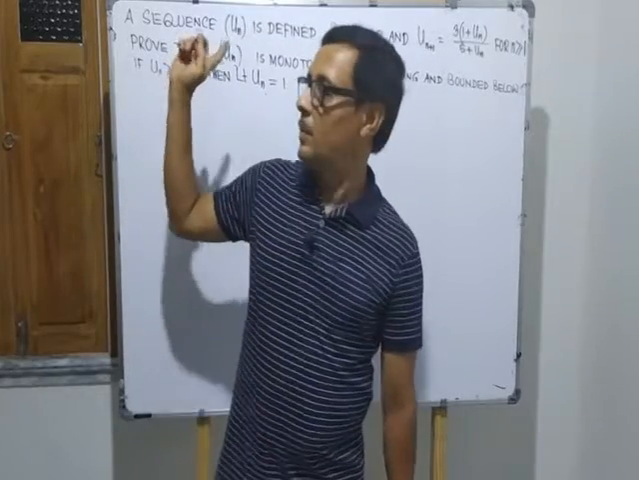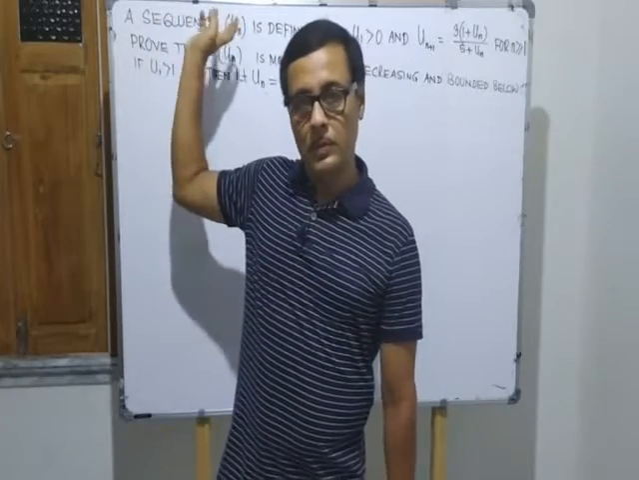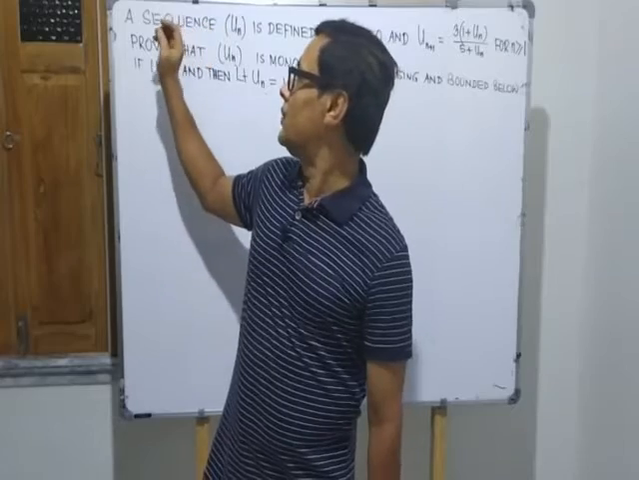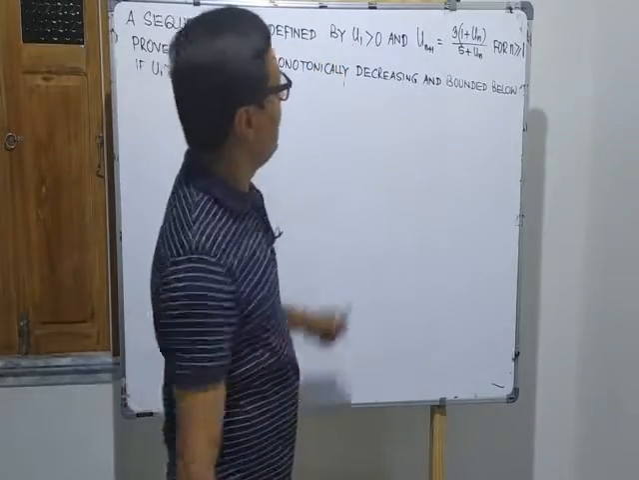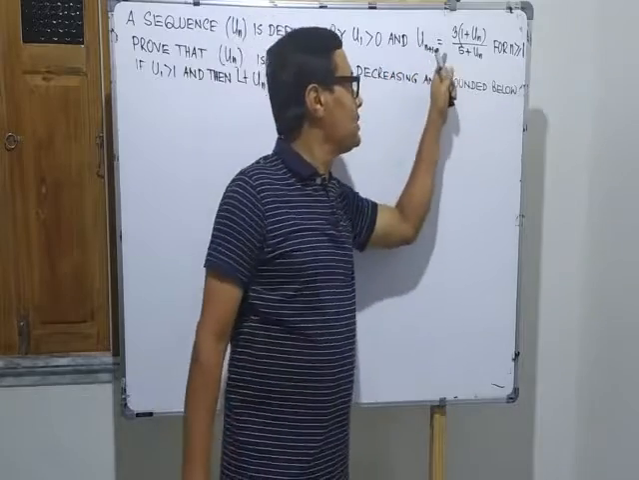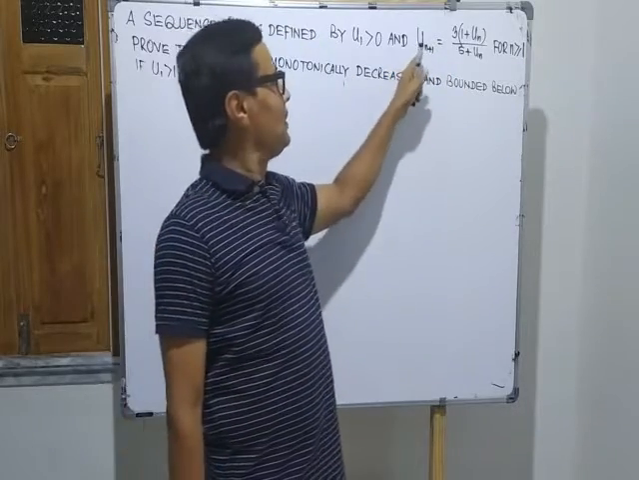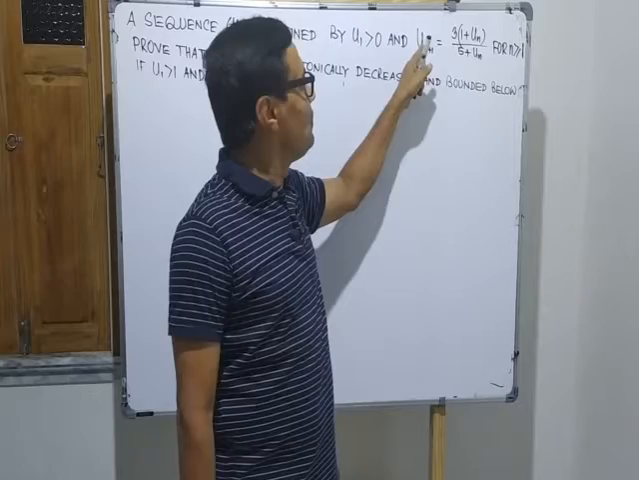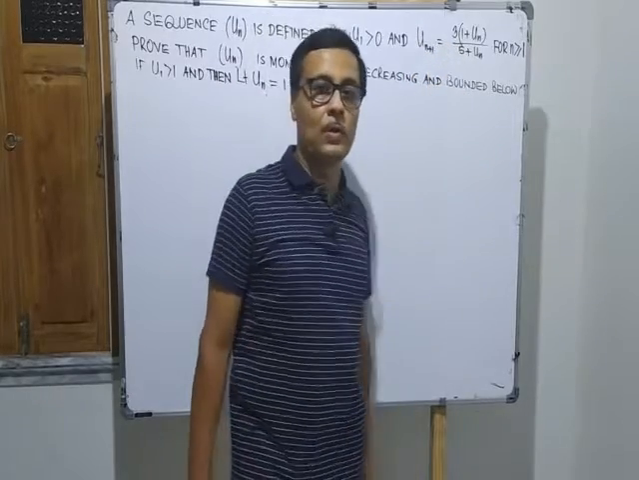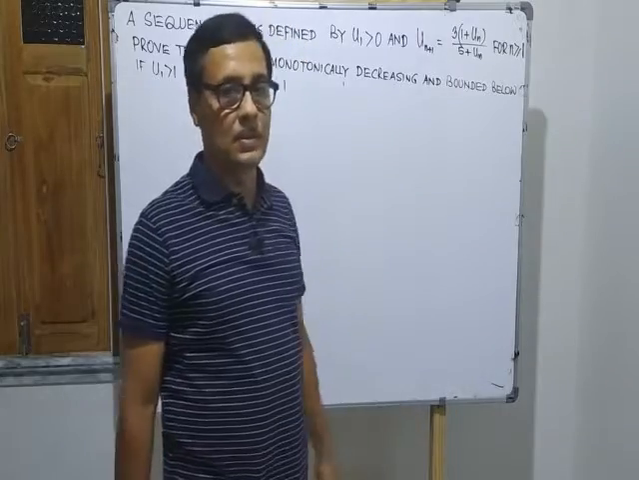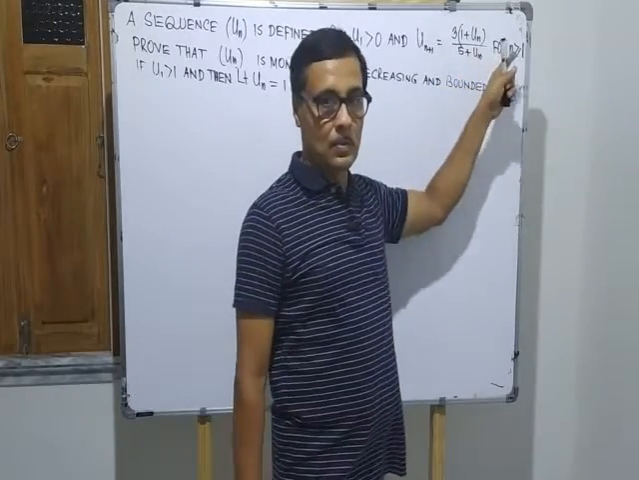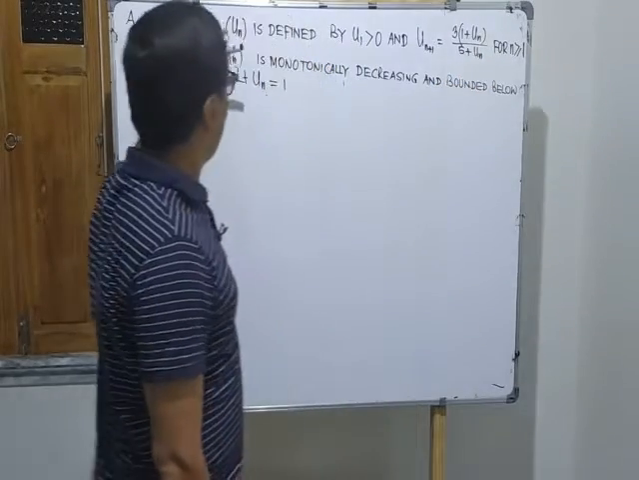Today we shall solve a problem which is taken from sequence. Here the problem is a sequence un is defined by u1 greater than 0 and a recurrence relation for the sequence: un plus 1 equal to 3 times (1 plus un) over (5 plus un) for all n greater than or equal to 1. We have to prove two statements.